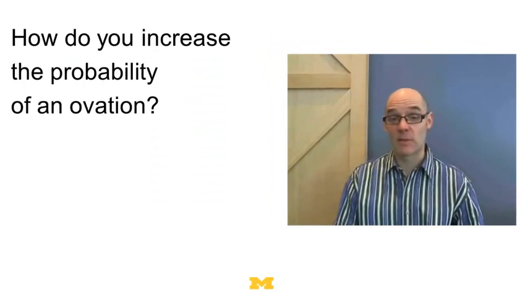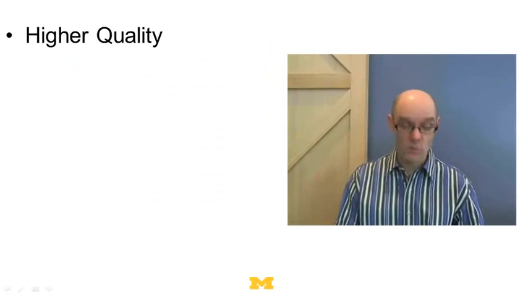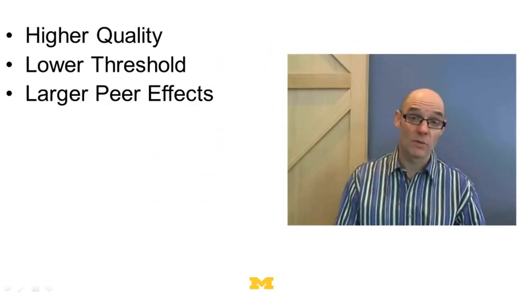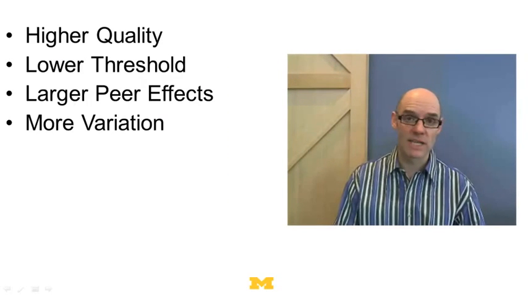Okay, so what do we got? How do we increase the probability of a standing ovation, right? We had the 4 we had before. Higher quality show, lower thresholds, larger peer effects, those are the obvious ones, right?